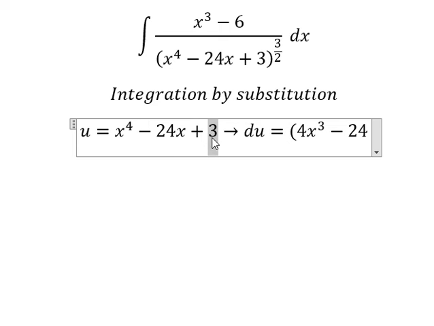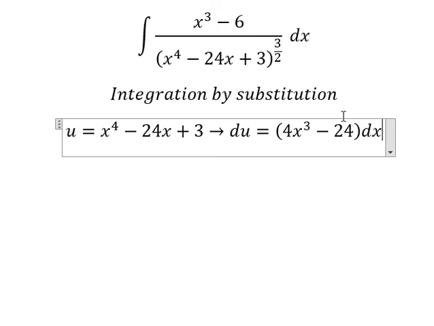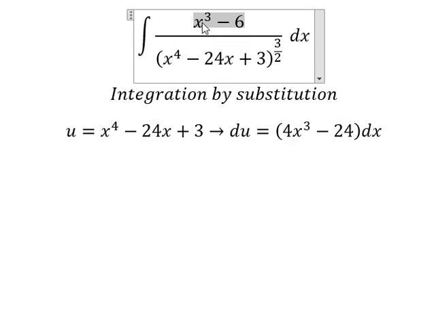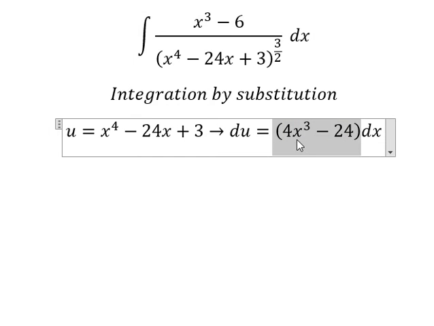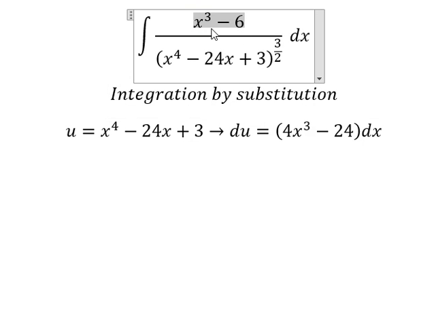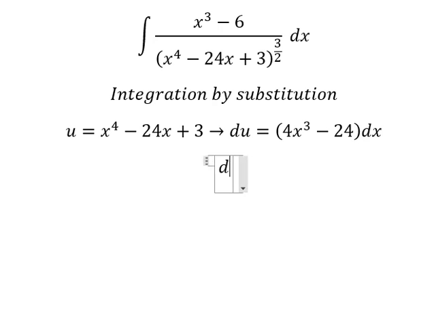This is the constant. So if we take the derivative, you get 0 in here. So in this one, we just have s to the power of 3 minus 6. This one we have 4s to the power of 3 minus 24. In this situation, we need to divide by number 4, so that you get this one in here. So we have du over 4 after we divide both sides by 4.